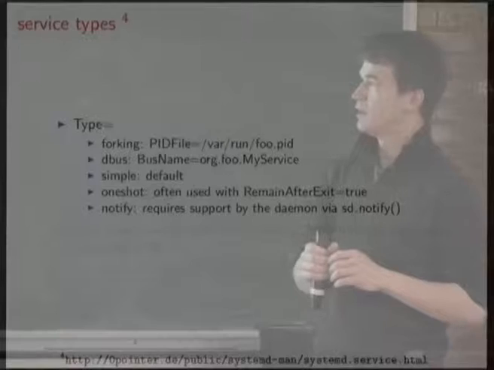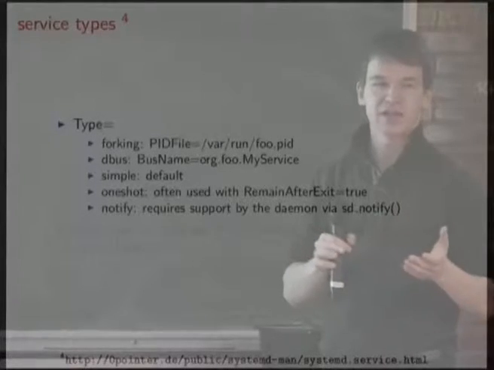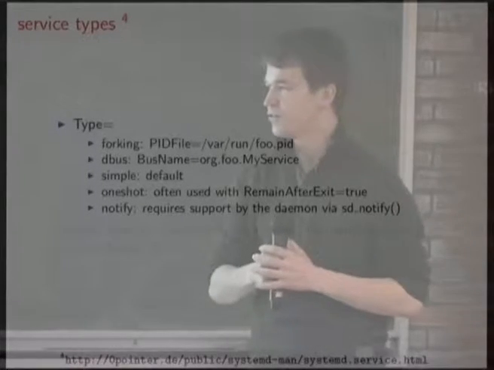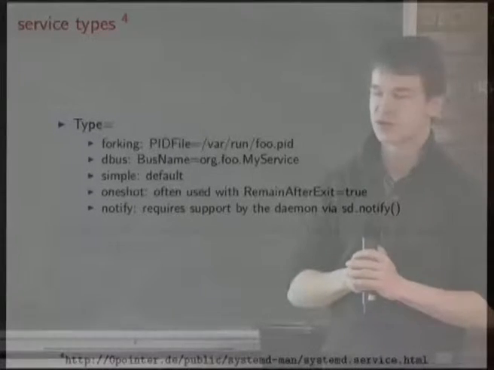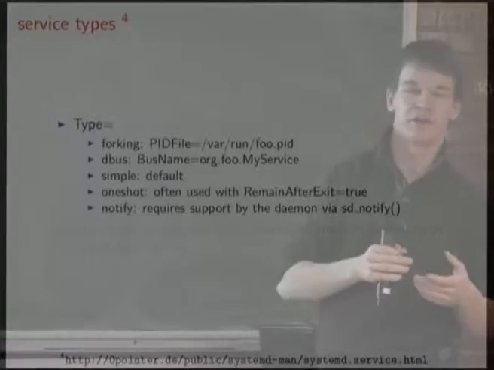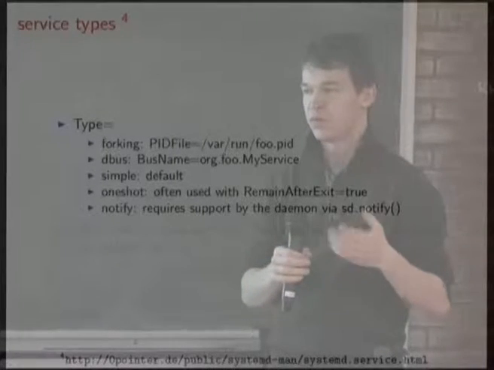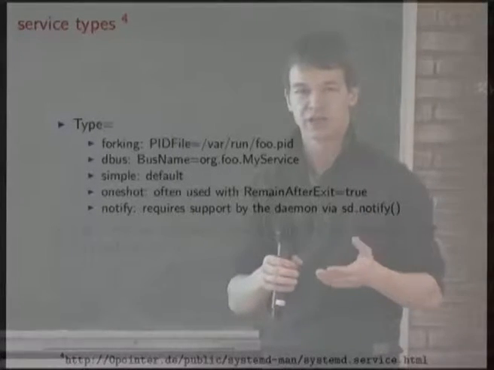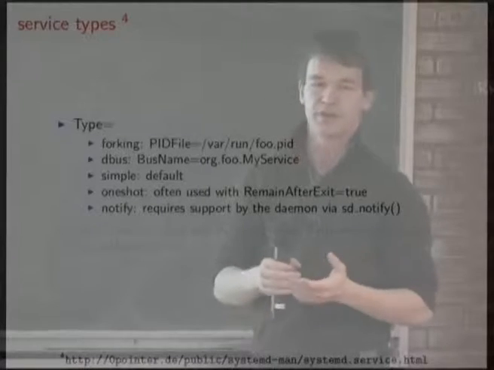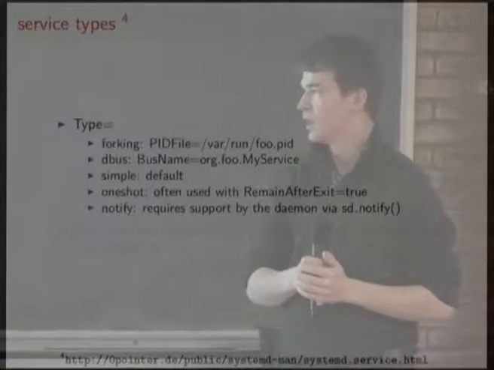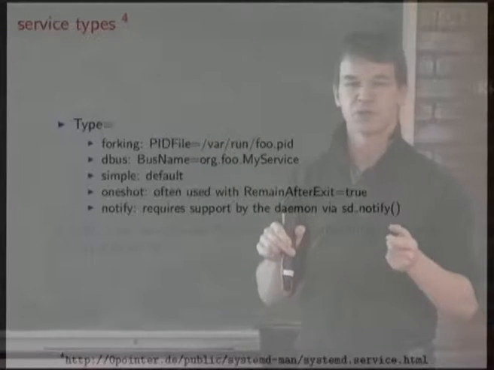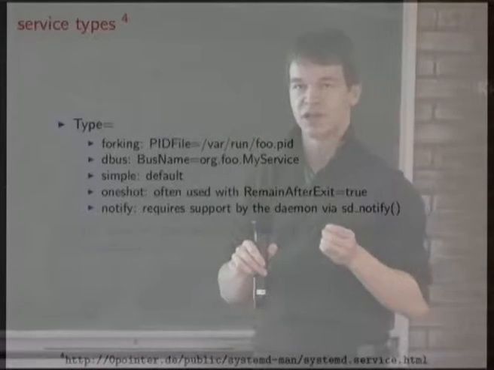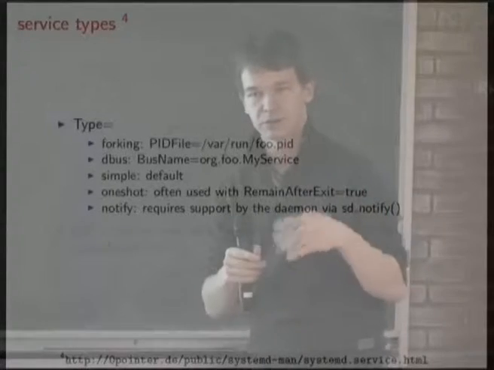Forking means that the daemon is a classic System 5 daemon. If you specify a PID file, it will look into that. Usually in the olden times, when the PID file had been written, it was a signal that the daemon was up and ready to serve requests. Notify is something systemd specific and needs special support by the actual daemon to signal "I'm ready. Please continue."